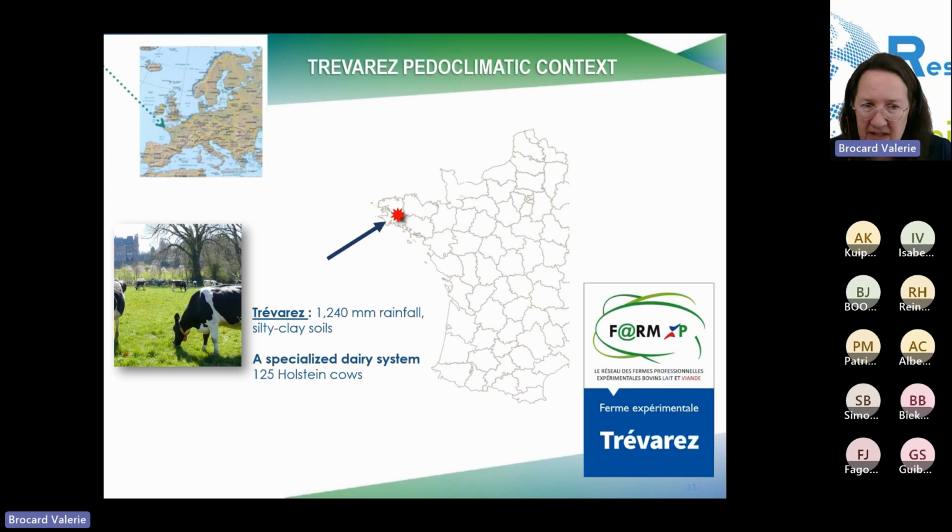So to decrease this national average carbon footprint, we have implemented some experiments. I will tell you what we have done in Trévarez experimental farm, which is located in western France, in the western part of Brittany. Normally we get quite a lot of rain, but this year it's not really the case, and it was not really the case last year, but this is our average rainfall. And we are working with a specialized dairy farm. We have a few hectares of crops, but we are mostly producing grass and maize silage for our dairy herd.